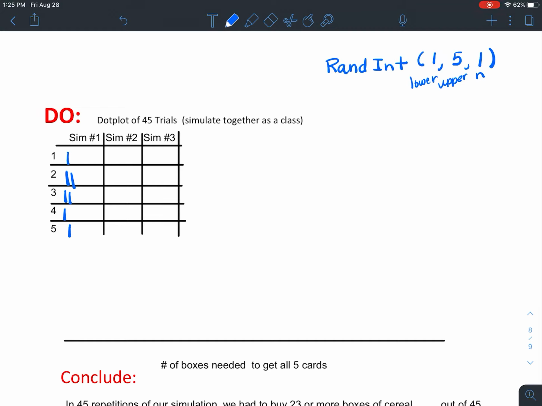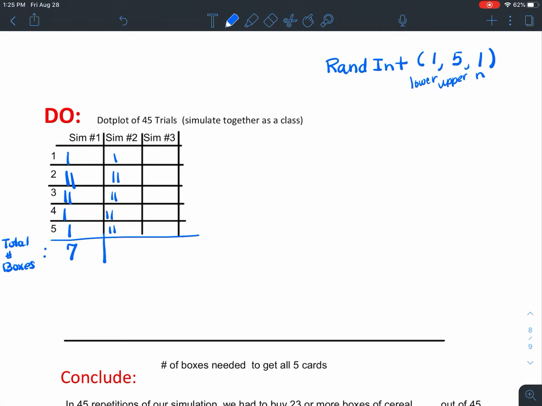So I'm going to keep generating numbers. Every time I get a number, I'm putting a tally mark with what card. There I got number 1, which was that first Jeff Gordon. Then I'm going to record down here the total number of boxes that I would have purchased for this first simulation until I got a set of all 5. It looks like it took me 7 boxes of cereal before I had each of the 5 different drivers' cards.